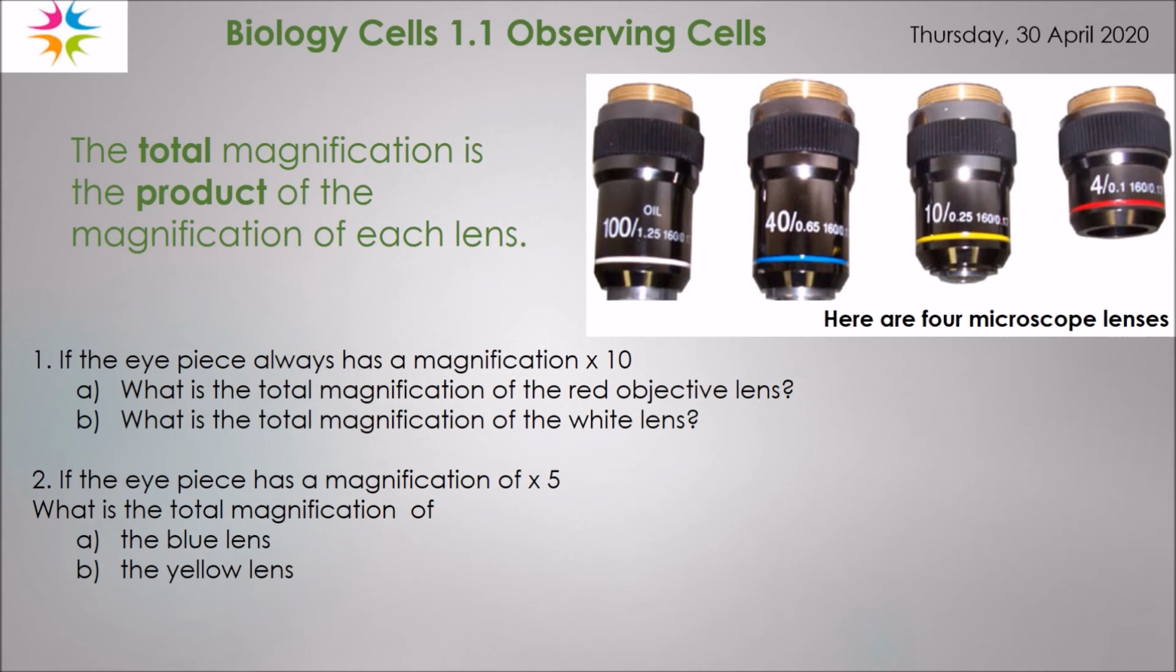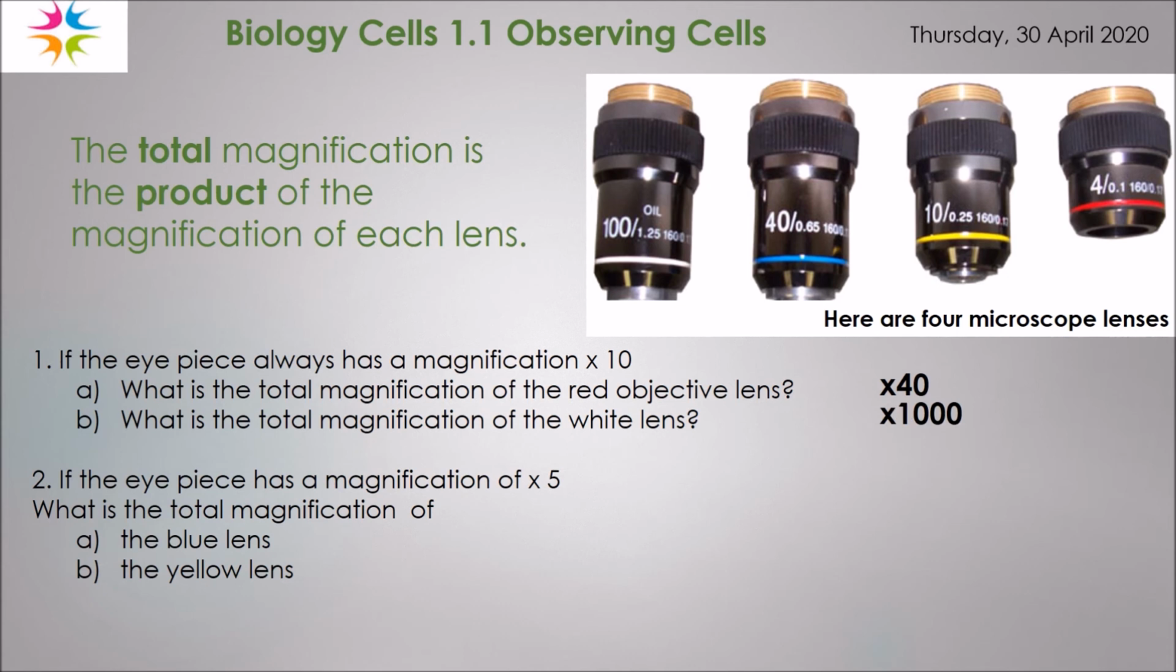So, question 1. If the eyepiece always has a magnification of 10 times, what's the total magnification of the red objective lens? The red objective lens has a 4 times magnification, so we have to do 4 times 10, which is 40 times. So the total magnification will be 40 times. Okay, if the eyepiece has a magnification of 10, what's the total magnification of the white lens? The white lens has a magnification of 100, so the total will be 1,000 times.